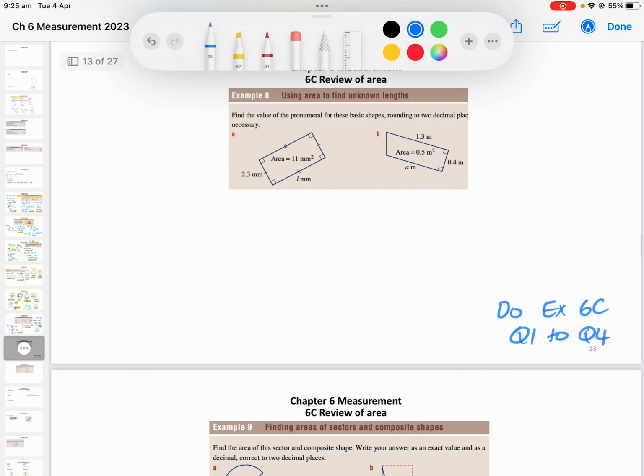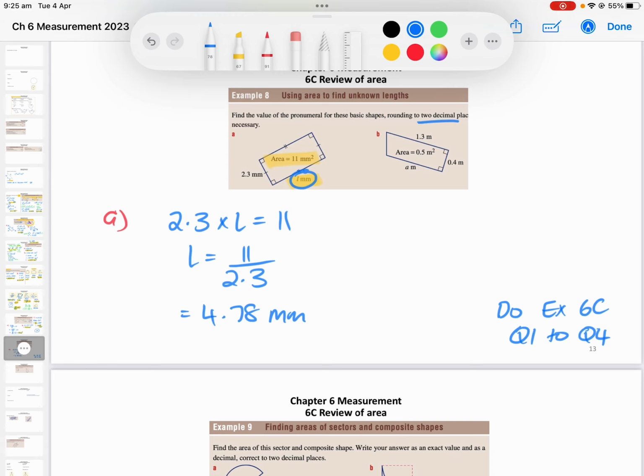And last one before we start some questions. Find the value of the pronumeral for these shapes. So what is the value of this L if the area is 11? So we go, if I had 2.3 times L, the answer is 11. So L must be 11 divided by 2.3, and you just work that out to two decimal places. 4.78 millimetres. And it's not millimetres squared because it's just a side length. The other thing you could do when you got to this point, you could do a solve for L on your calculator if you would prefer.